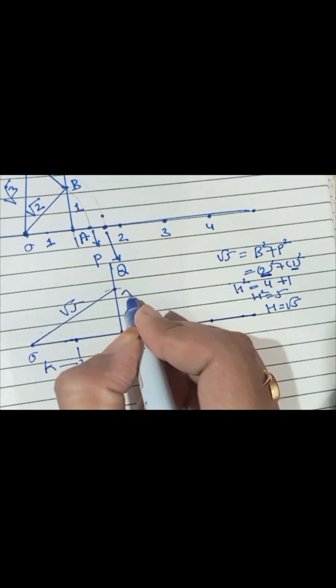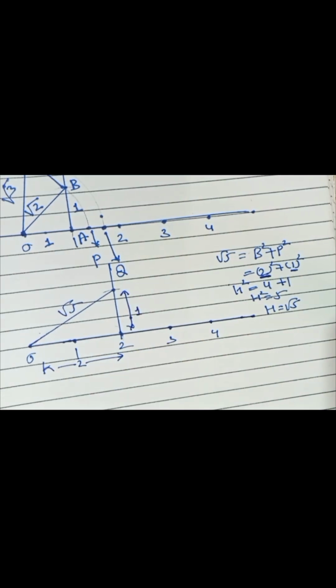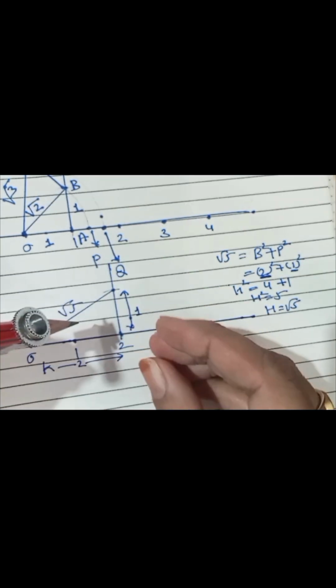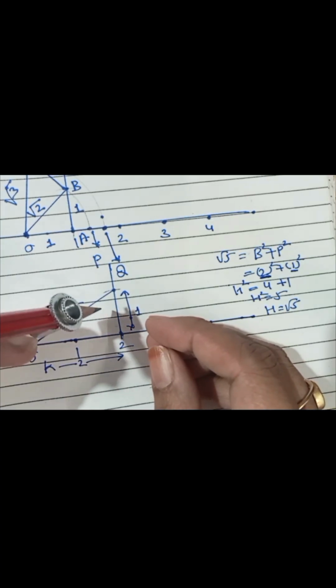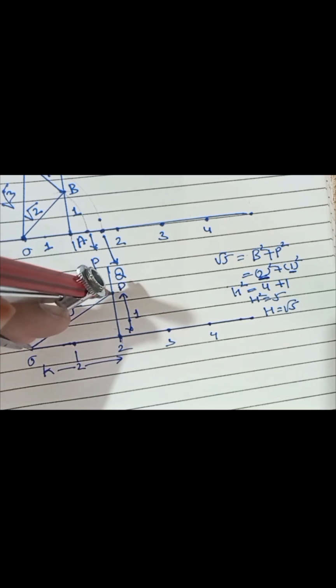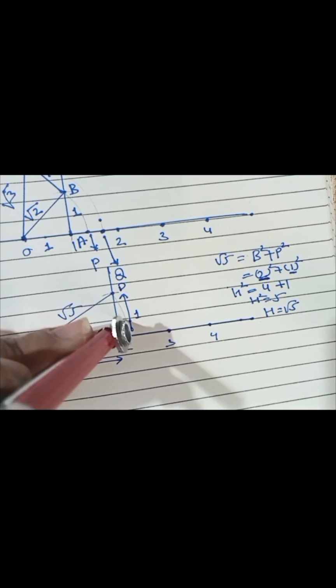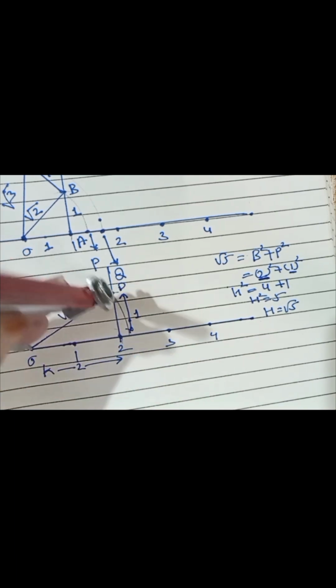Now we have to draw it on the number line. So what we will do, we will take a radius. Suppose this is a point D. OD I will take as radius and draw an arc which intersects the number line. So this is the value of root 5.